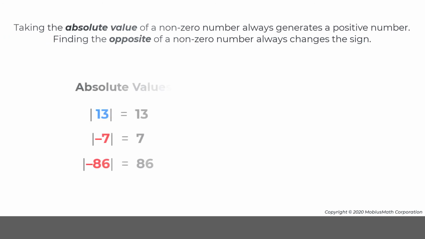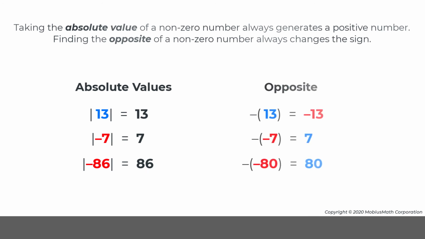Taking the absolute value of a non-zero number always generates a positive number. Finding the opposite of a non-zero number always changes the sign.